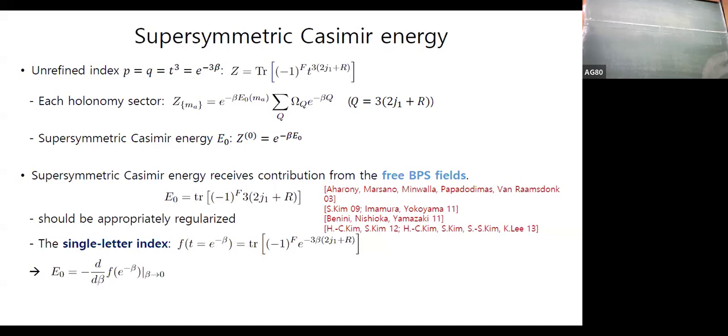But how do you calculate E0 to be that? The trace of minus this one. This is nothing but the definition of Casimir energy. So basically, Casimir energy comes from the energy contribution from each oscillator mode, right? And now we are computing the index, not the energy, but this combination from each single oscillator mode is what we want to compute.